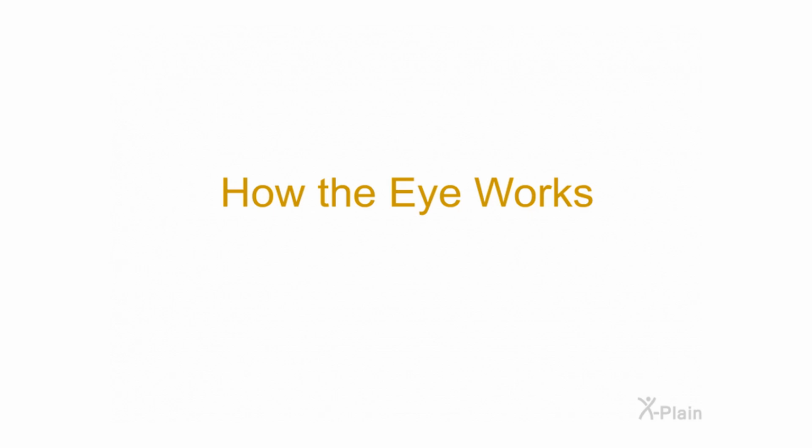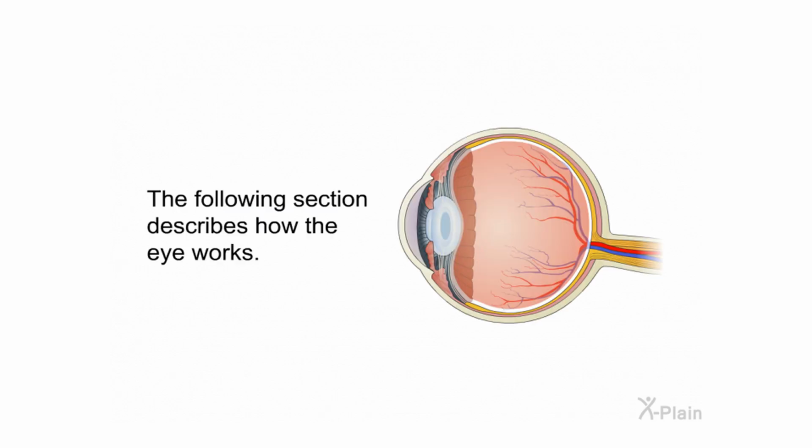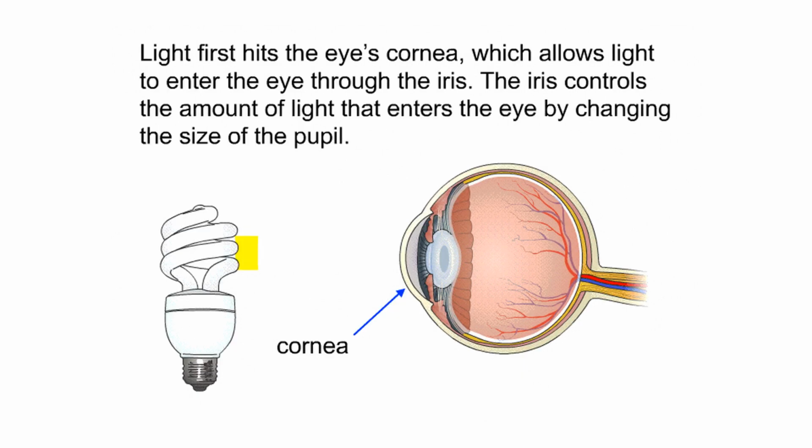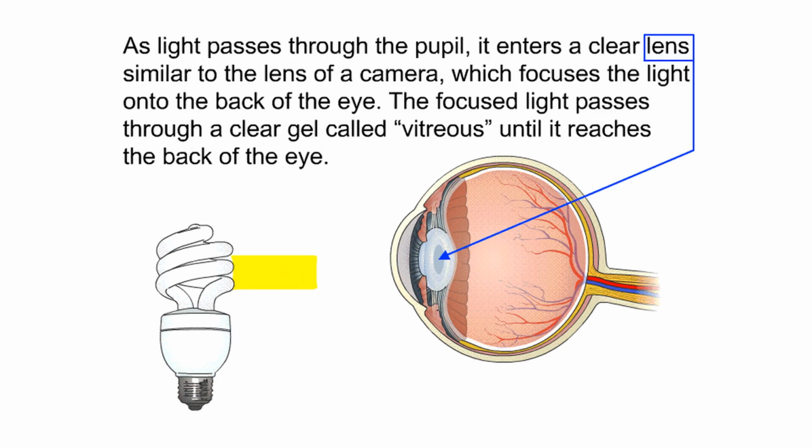How the eye works. The following section describes how the eye works. Light first hits the eye's cornea, which allows light to enter the eye through the iris. The iris controls the amount of light that enters the eye by changing the size of the pupil. As light passes through the pupil, it enters a clear lens similar to the lens of a camera, which focuses the light onto the back of the eye.